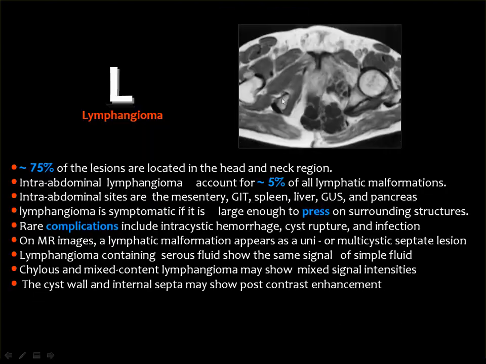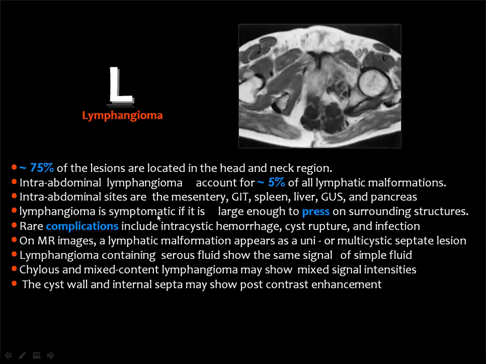Then we came to another lesion, which is the lymphangioma or the cystic hygroma, and most of these lesions are located in the head and neck region, while intra-abdominal lymphangioma is seen in about 5% of all lymphatic malformations, and the mesentery is usually the most common site, but other areas can be involved.